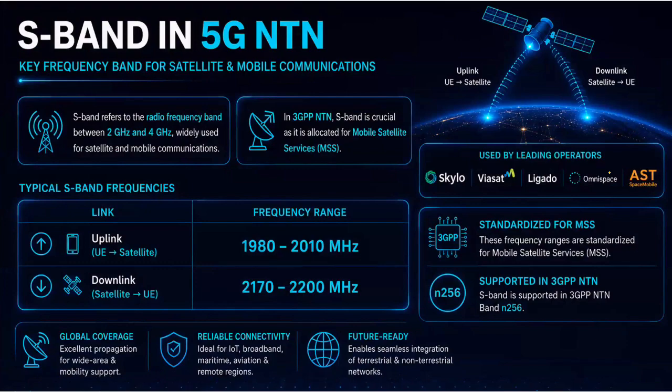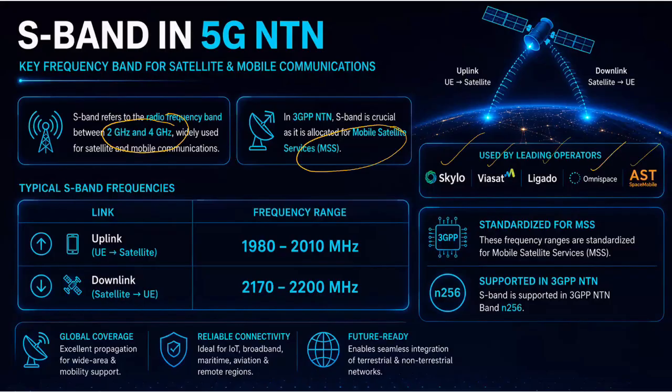One of the important bands in NTN is S band. S band refers to the radio frequency band between 2 gigahertz and 4 gigahertz, which is widely used for satellite and mobile communication. In 3GPP NTN, the S band is particularly important because it is allocated for mobile satellite services, MSS, and is used by various operators like Skylo, Ysat, Ligado, Omnispace, AST, etc.